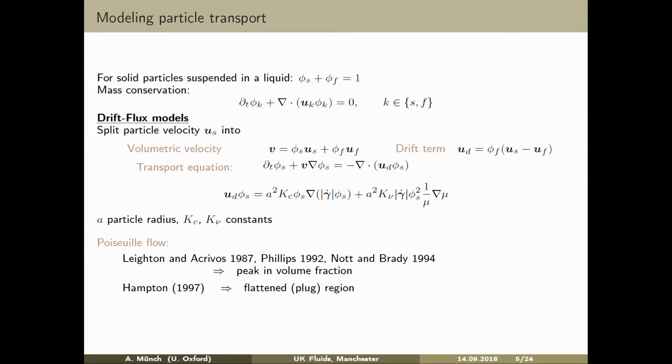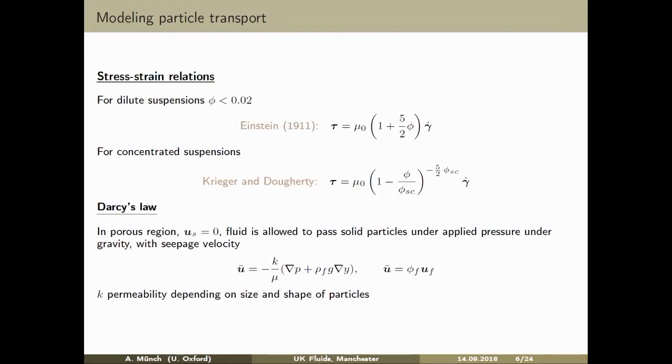You see the migration, but you more or less see a flattened plug region in the middle of the pipe flow. So other ingredients are the stress-strain relations. For example, the Einstein relation for dilute suspensions, or the Krieger and Dougherty relation for very dense suspensions. And here you already see the singular behavior in the viscosity as phi goes to phi_SC. And when you're at the extreme, when things are already solid, then you still have a percolation of the liquid, and that is governed by Darcy's law. So that's one limiting behavior you might want to capture.